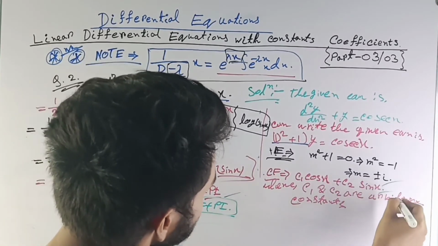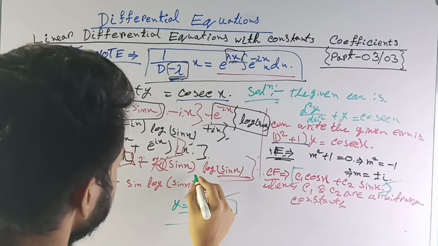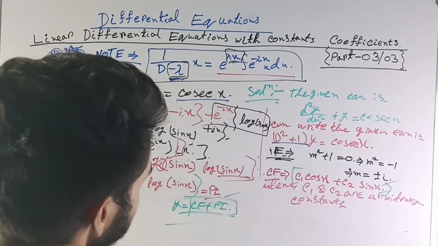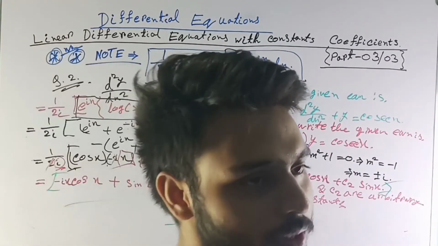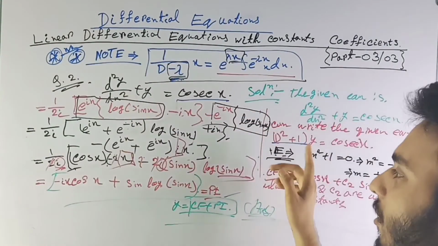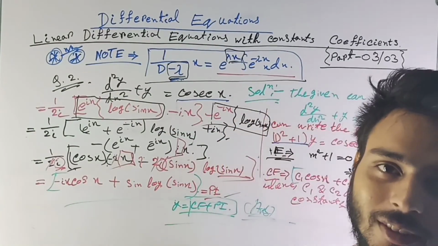That's enough, and that's the most important, CF and PI also right here, then the given equation also, and here's the answer. I think I made some mistakes with this iota, and this is the very interesting part of this. Thank you for watching.